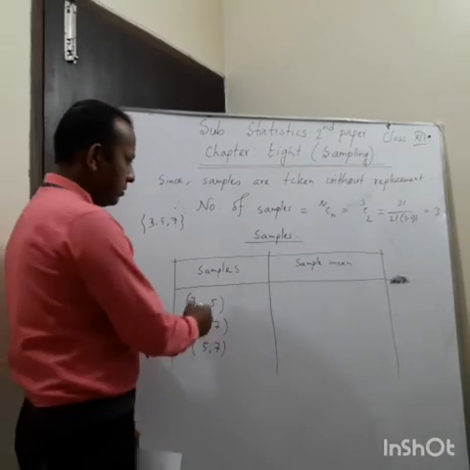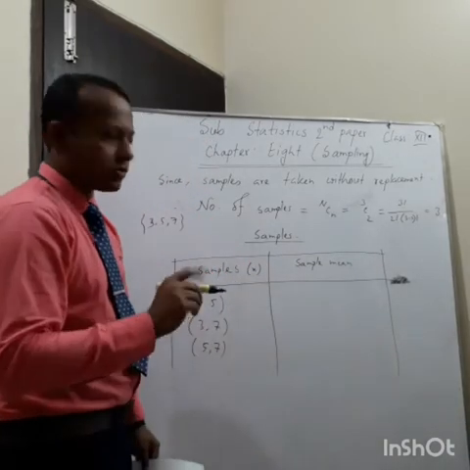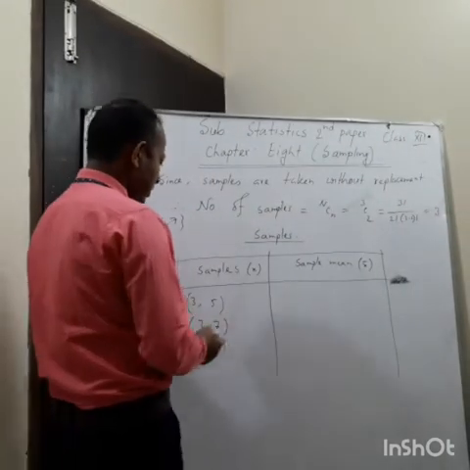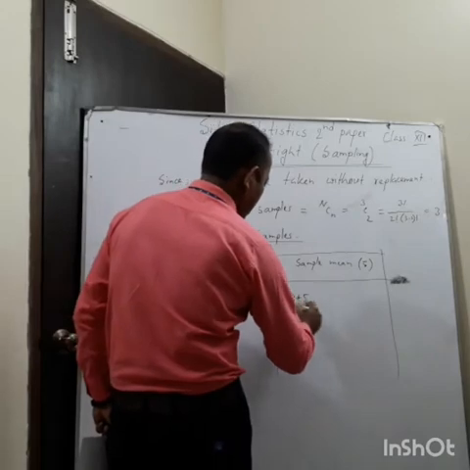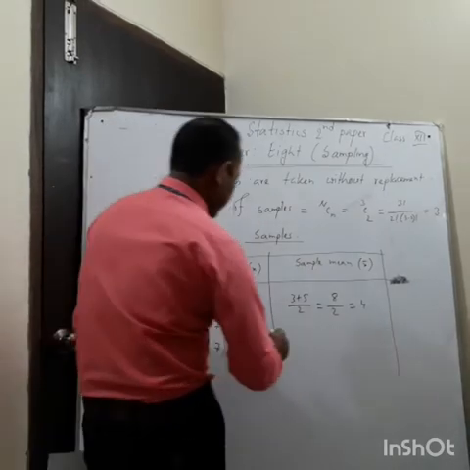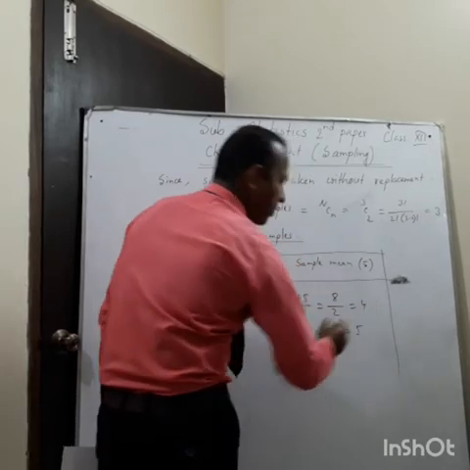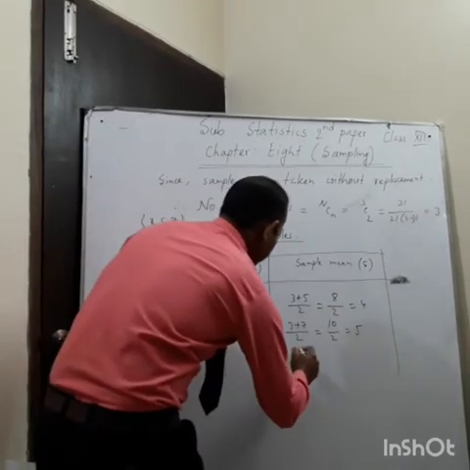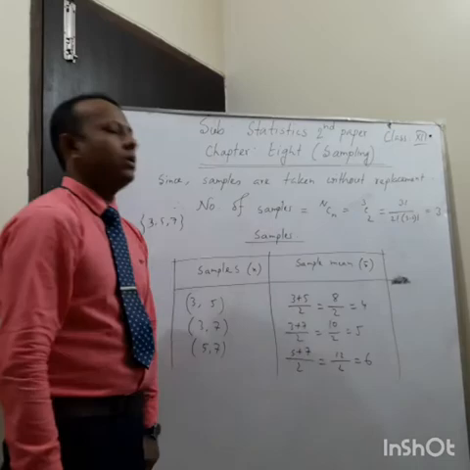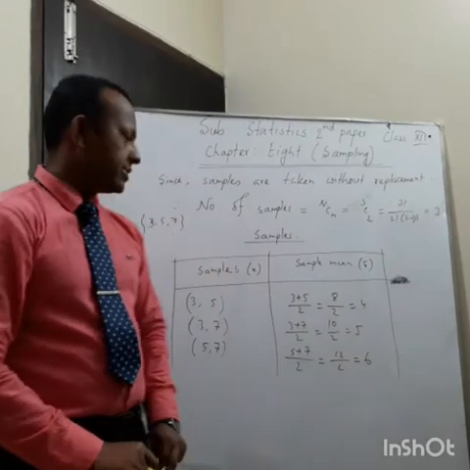Now their samples are denoted by small x, and their mean is denoted by small x bar. Now the mean is 3 plus 5 divided by 2, that is 8 by 2, that is 4. Another one is 3 plus 7 divided by 2, that is 10 by 2, that is 5. And lastly 5 plus 7 divided by 2, this is 12 by 2, that is 6. So we get the sample means 4, 5 and 6 successively.